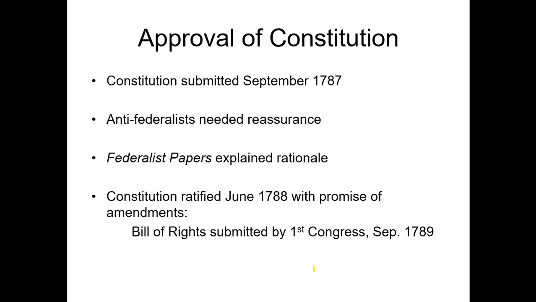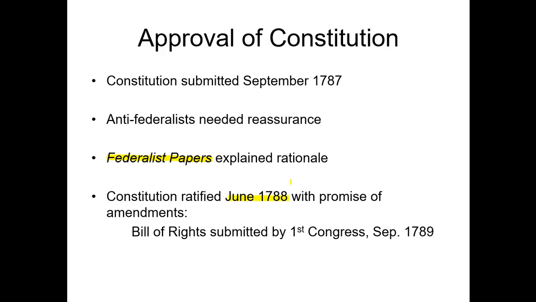So the Constitution was submitted within about 5 months or so, in September 1787. The Anti-Federalists needed a little bit more reassurance. The Federalist Papers were published. Those were written primarily by James Madison and Alexander Hamilton. Those were very important. They helped explain the rationale of this Constitution. The Constitution was ratified by June 1788, when 9 states ratified it.